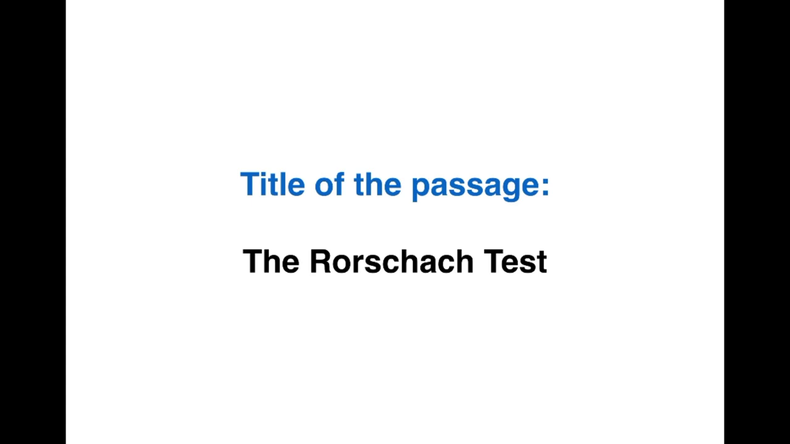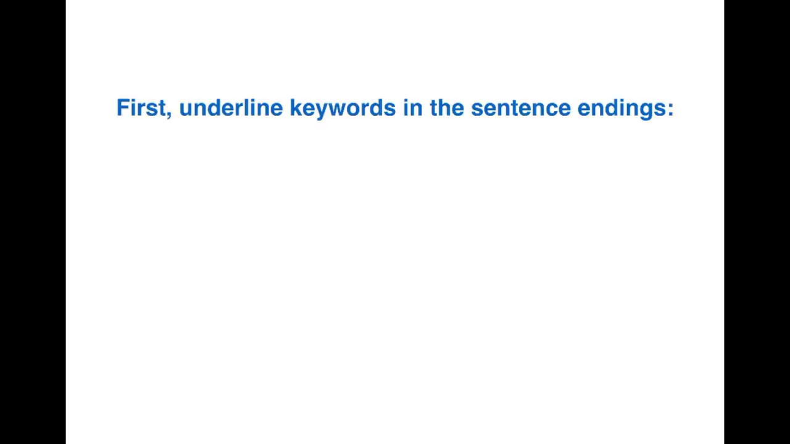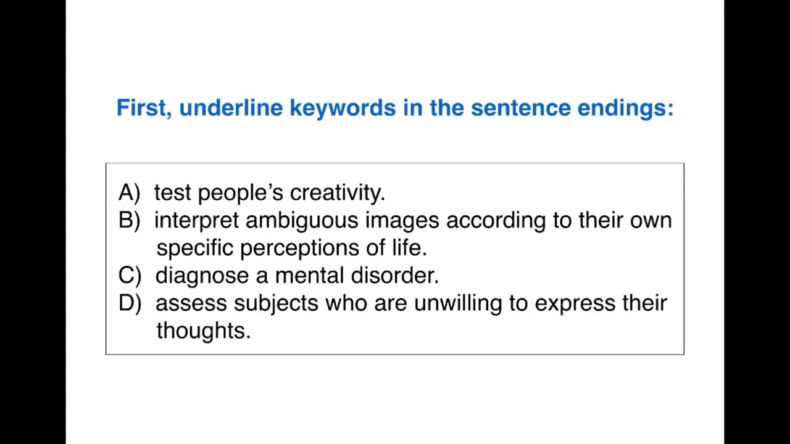Then, do we read the full passage? No, that would waste time. We go to the questions next. And for this type of question, the first thing we're going to do is, instead of going straight to question number 1, first we're going to underline keywords in the sentence endings. You've got a list of sentence endings in a box below the questions. It looks like this. You've got these 4 choices of sentence endings, and we're going to underline keywords in all of them first. Because it's a matching activity, this is what we usually do.